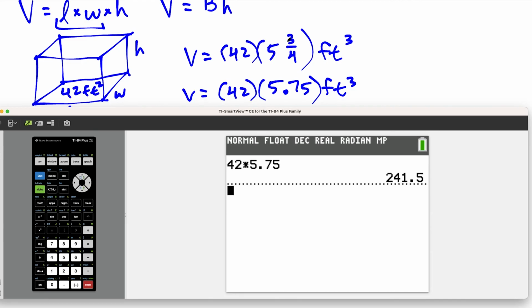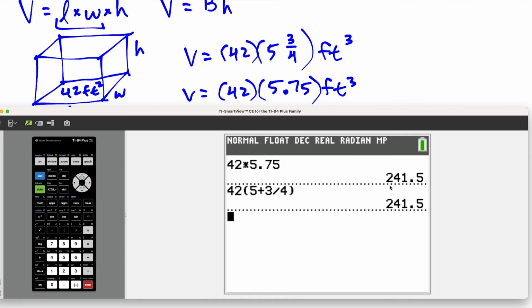Now, let's say that a little bit of conversion here scared you, like, oh no, how'd you go from 5 3/4 to 5.75? Well, then you could do this another way. You could do 42 times, and you could express 5 3/4 as 5 plus 3/4. Just make sure that you're putting parentheses, because order of operations will tell us that we're going to be adding 5 plus 3/4 and then multiplying by 42. And notice you get the exact same answer either way.